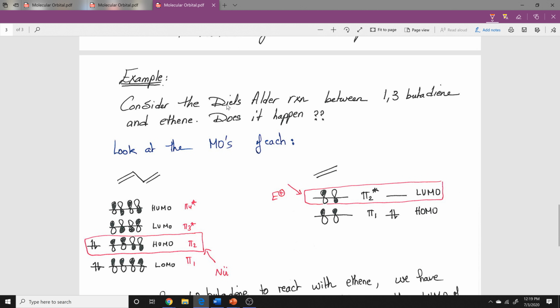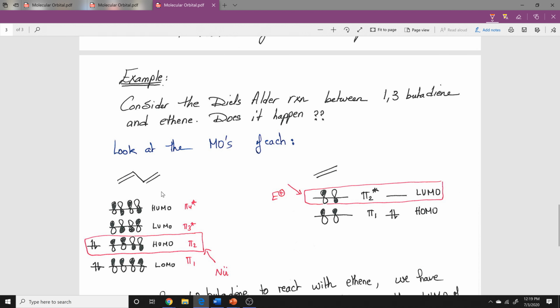Now, the Diels-Alder reaction is our next section that we will explain, but I'm going to explain the molecular orbitals for the Diels-Alder reaction before that. So consider the Diels-Alder reaction. This is a reaction between a diene and a dienophile. A dienophile is a system that has only one double bond. And it's telling me, consider the Diels-Alder reaction between 1,3-butadiene and ethene.